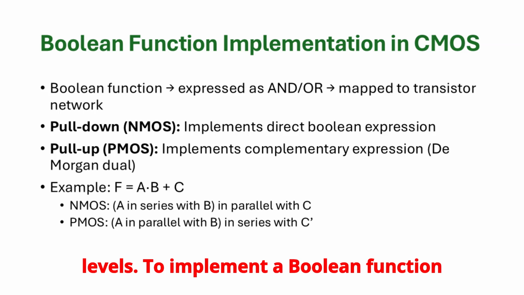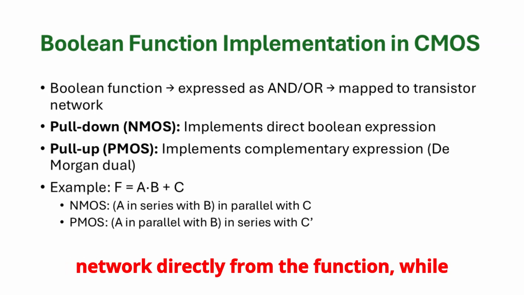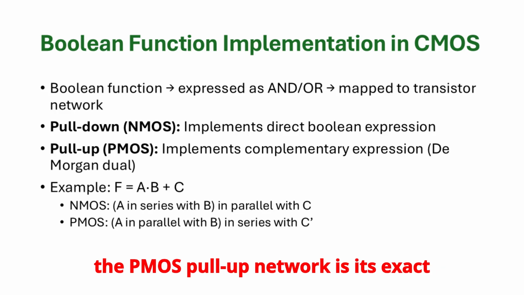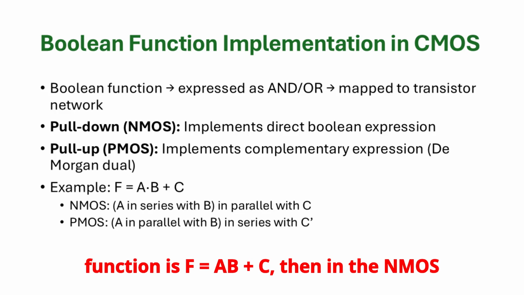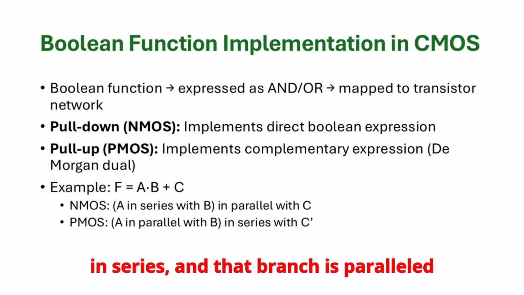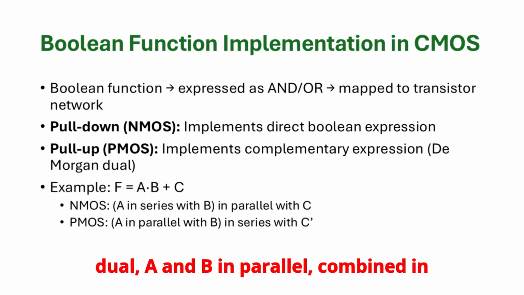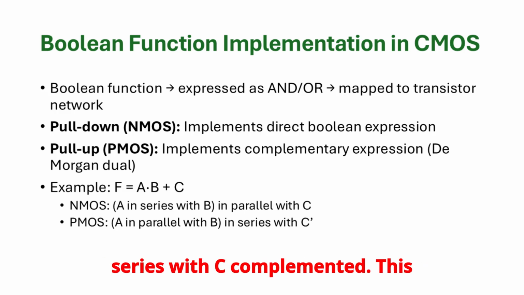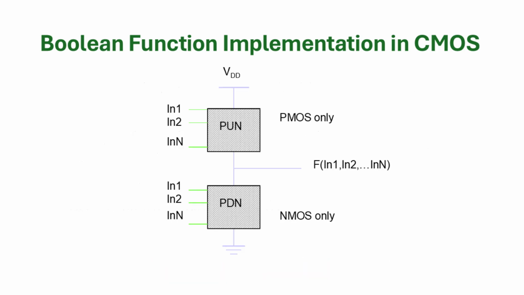To implement a Boolean function in CMOS, we construct the NMOS pull-down network directly from the function, while the PMOS pull-up network is its exact De Morgan dual. For instance, if our function is f equals AB plus C, then in the NMOS pull-down, A and B transistors are placed in series, and that branch is paralleled with C. The PMOS pull-up is its dual, A and B in parallel, combined in series with C complemented. This ensures that when the pull-down conducts, the pull-up is blocked, and vice versa, giving us rail-to-rail logic levels.